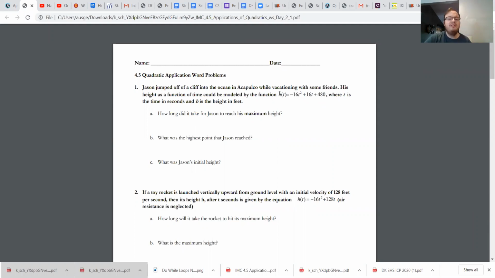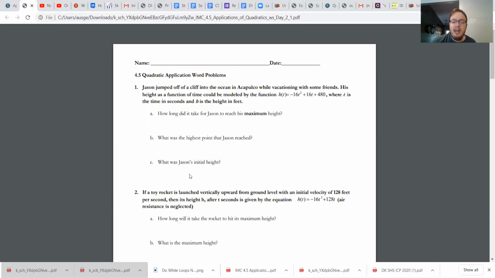So here, if h of t represents height and t is time, it says how long did it take for Jason to reach maximum height? Well, that's going to be at the vertex point. That's going to be the maximum at the vertex point. So you're going to have to figure out what is the vertex of this quadratic. And then also, what is the highest point? So that kind of goes with A and B. A and B wants you to find the highest point or where that vertex is. So this is the time at the highest point. So you're going to have to figure out what that is first, and then figure out the highest point after that. And then C is what was Jason's initial height?